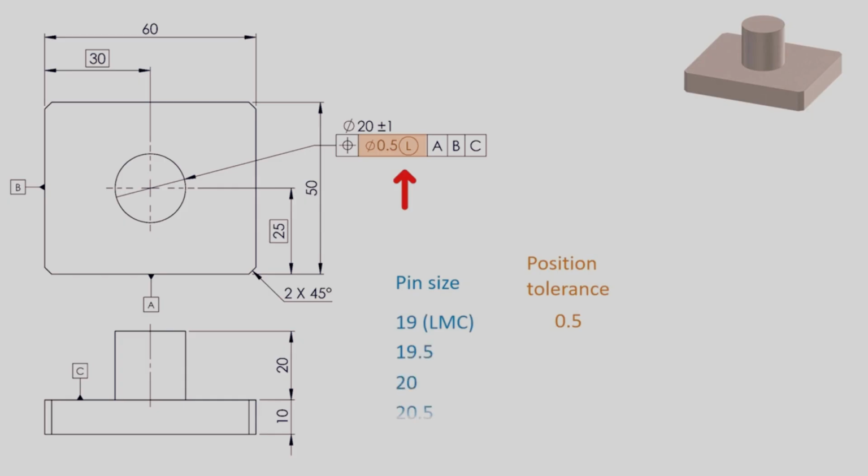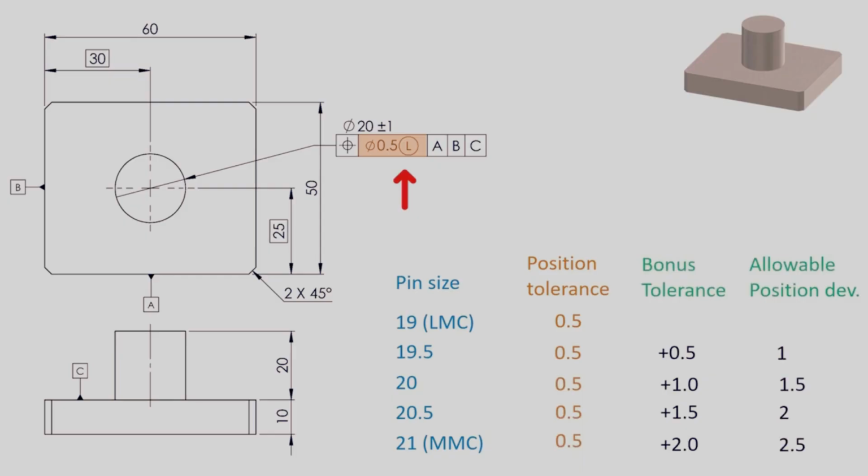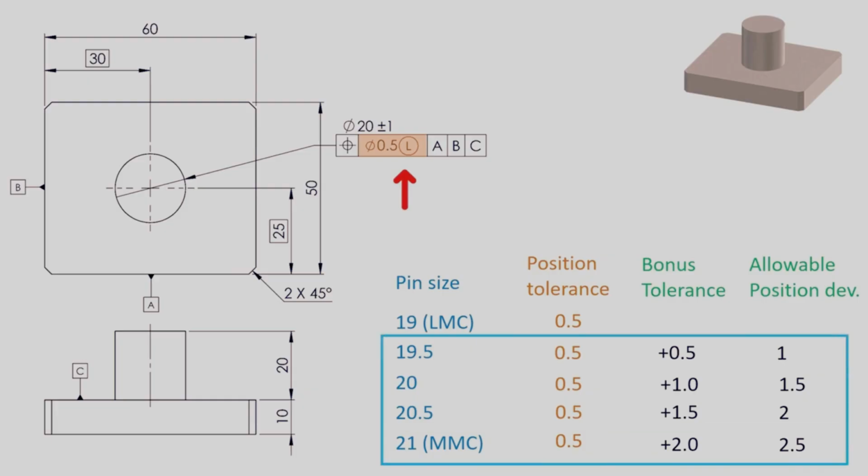And as the shaft size increased towards MMC 21 mm, the allowable position deviation will increase. This means, if the shaft is at 19 mm, the position tolerance is 0.5 mm. If the shaft diameter is 20 mm, the position deviation could be 1.5 mm. If the shaft diameter is at 21 mm at MMC, the allowable position deviation would be 2.5 mm.